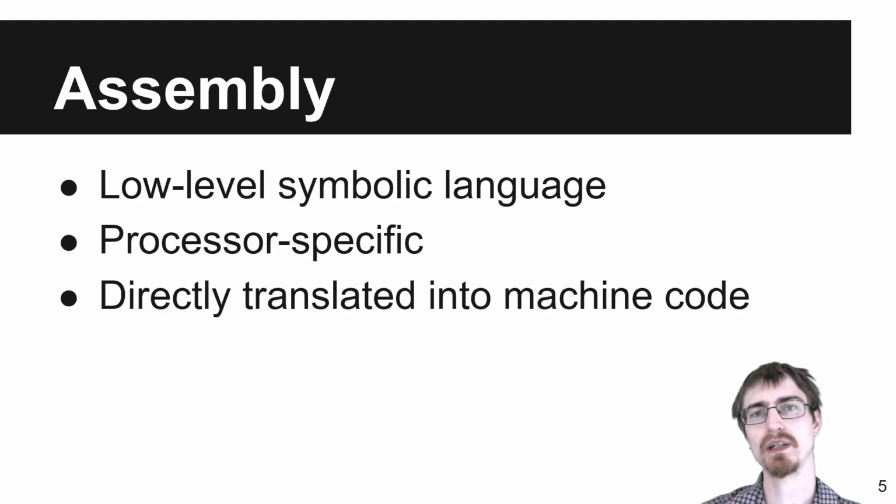So, assembly code is directly translated in machine code. So every instruction in assembly code corresponds exactly to one instruction in machine code, which means that you're very, very close to the CPU and you can understand exactly what it's doing.